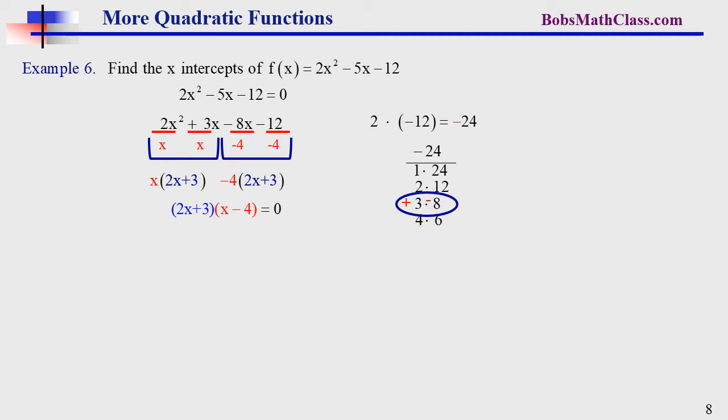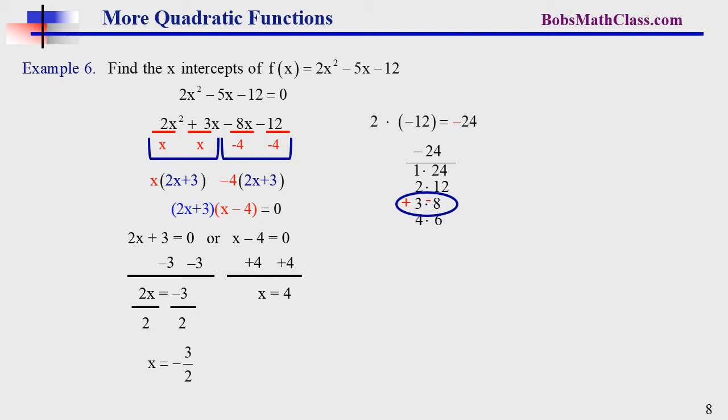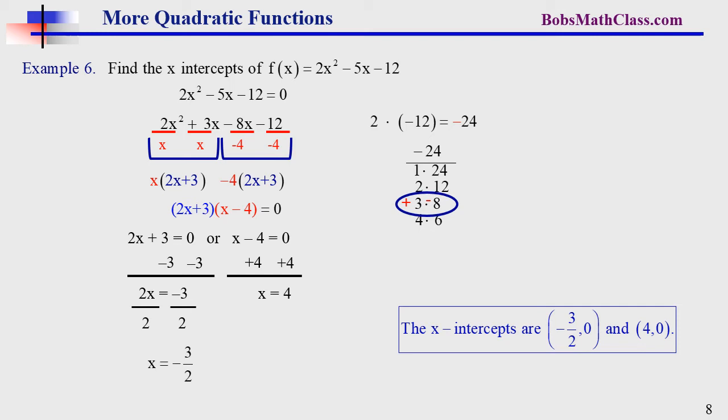Set each factor equal to 0 and solve. So on the left we get negative 3 halves, and on the right we get 4. Those are the values of our x-intercepts, the x values. They're also called zeros, by the way. So we'll write it in coordinate form: negative 3 halves, comma 0, and 4, comma 0.